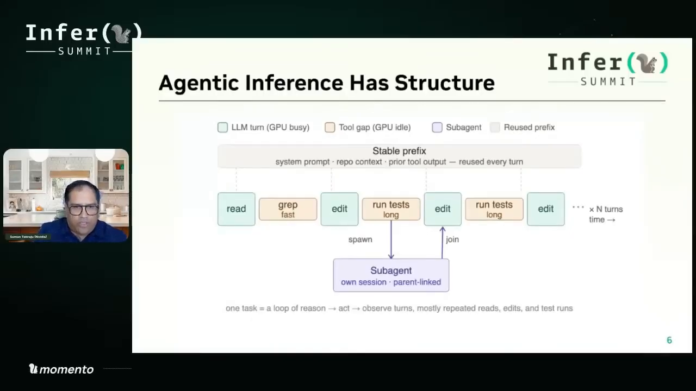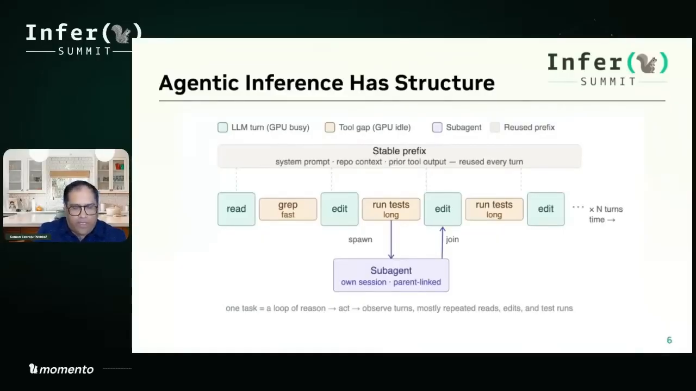There is a structural way that agentic tasks work. First, a stable prefix. The second thing is the tool calling gaps along the LLM calls. The third is the structure of how a parent agent spawns subagents. So there is a parent and child relationship, and that is a structure that we can explore.